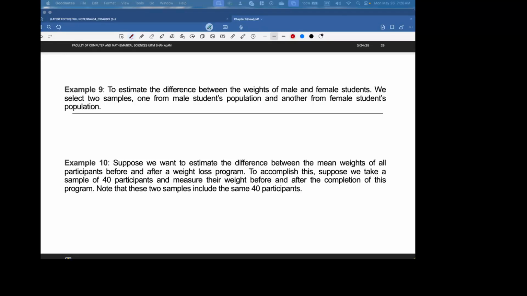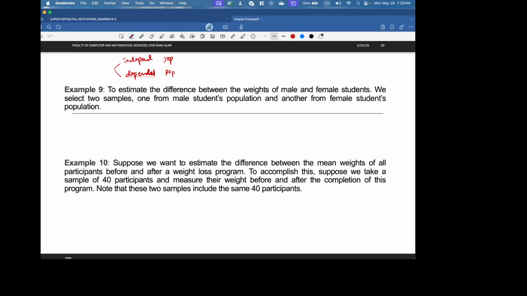Okay, so let's continue. Alright, we have example 9 and example 10. Now let's see what the difference is between two independent samples. When reading the question, you have to determine whether it is independent or dependent, sample or population.